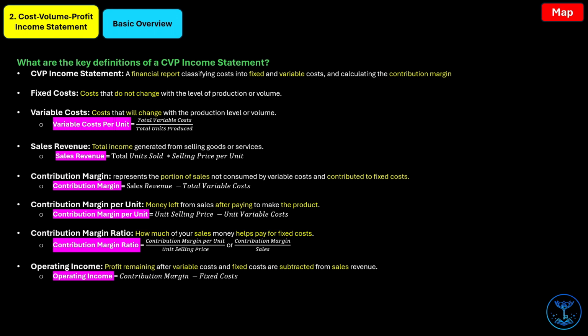Your operating income is the profit remaining after variable costs and fixed costs are subtracted from sales revenue. Operating income can be calculated by doing contribution margin minus fixed costs.